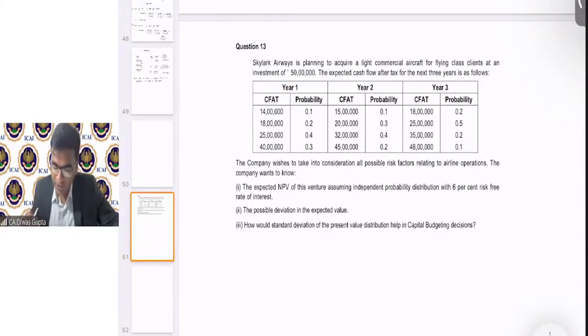Skylark Airways is planning to acquire a light commercial aircraft for flying class clients at an investment of rupees 50 lakhs. The expected cash flow after tax for the next 3 years is as follows. So this is a question on Skylark Airways. They're planning to invest rupees 50 lakhs for the purposes of an aircraft, and they have given us the next 3 years cash flow in such a manner that for every year there are different probabilities of getting the cash flow after tax.